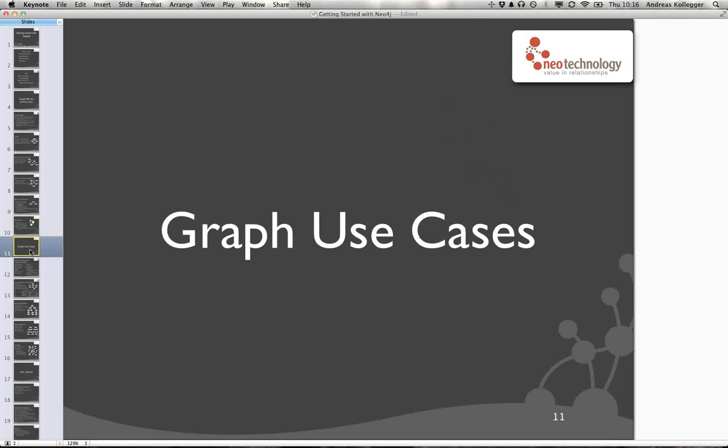So now I'm going to dive into a few different use cases. I'll do a quick overview of a lot of different options of what's appropriate for using a graph. And then I'll look at a couple of specific examples that are taken from the most common of what we see people using out in the field.